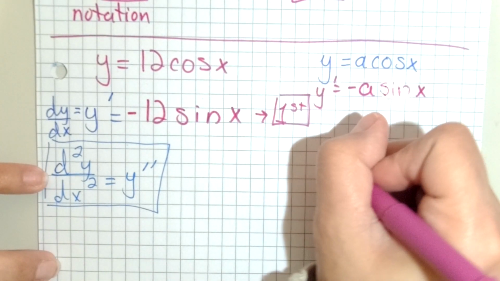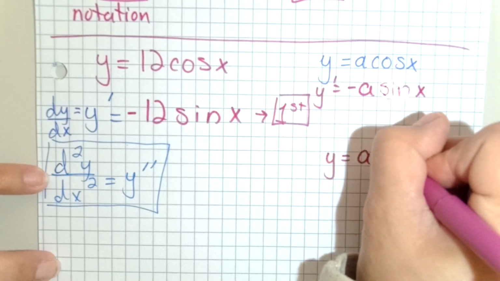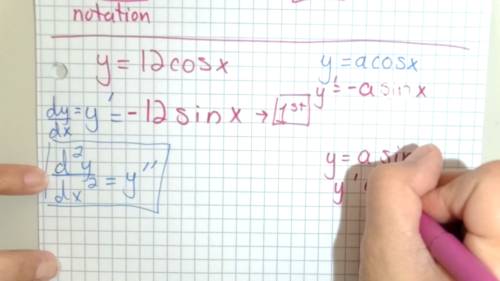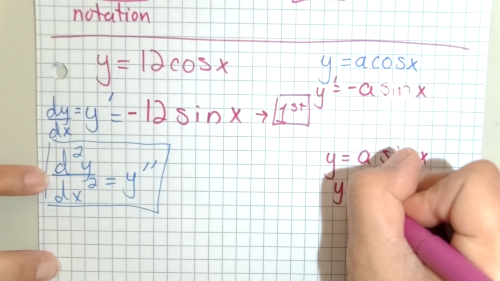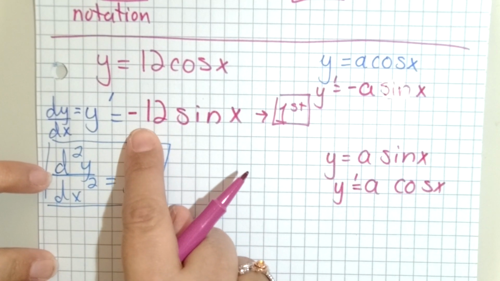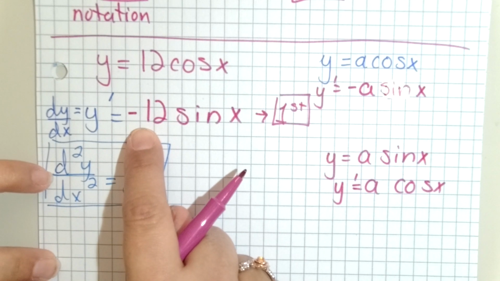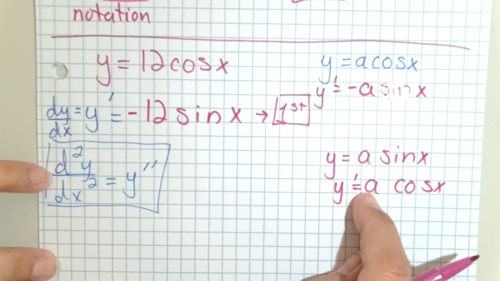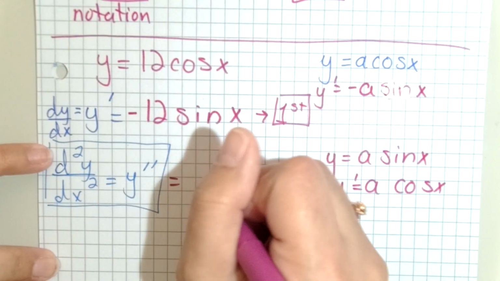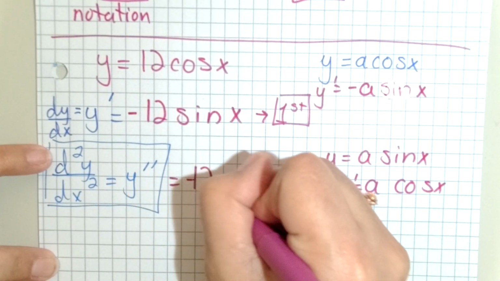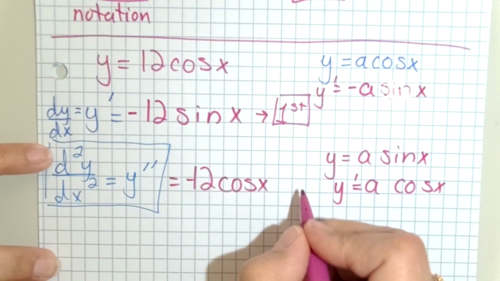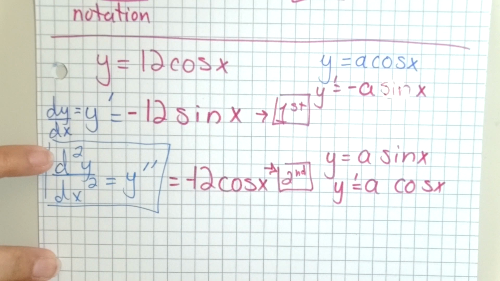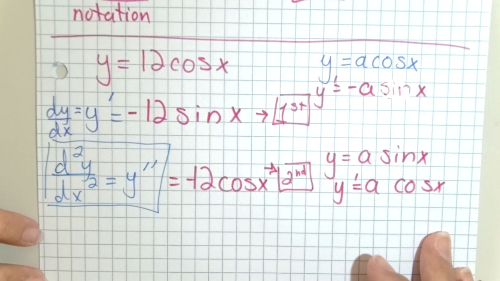So remember that the derivative of a sine x is a cosine x. So do I have to change this negative? Does this tell me to change the negative? No, I don't need to. So it's going to be negative 12 cosine x. This is the second derivative. Questions?